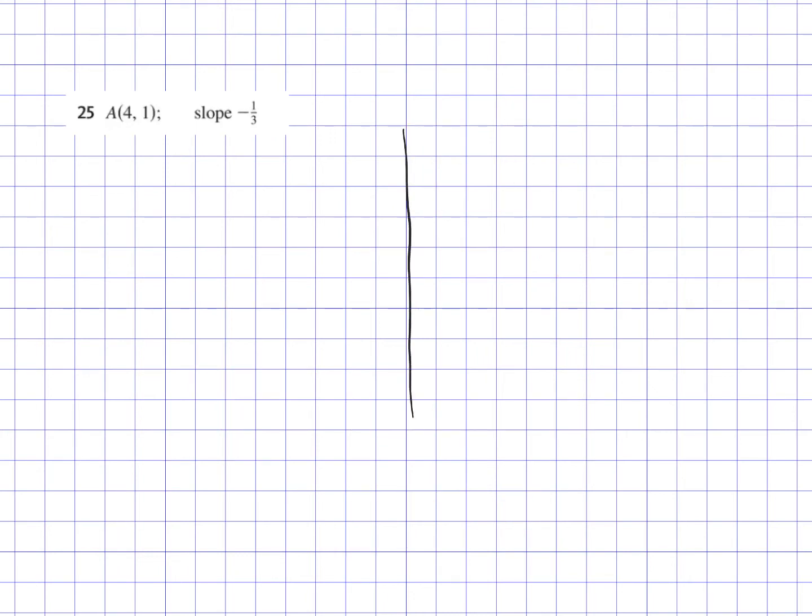Okay, so what are we looking at here? You don't have to graph them unless it says so. So 4, 1 is here. The slope is -1 over 3. So down 1 and over 3, or up 1 and over 3. So it doesn't cross at a nice neat point, so we've got to find it again. y equals -1/3 x plus b.